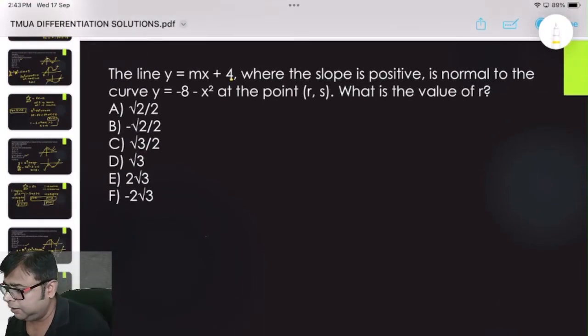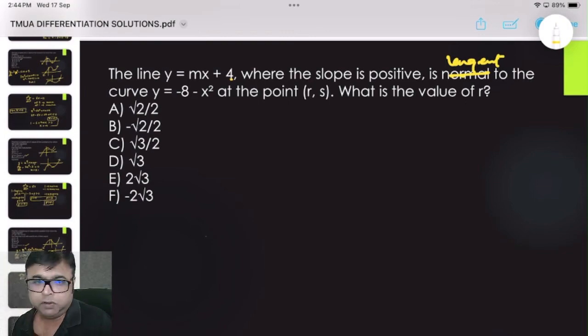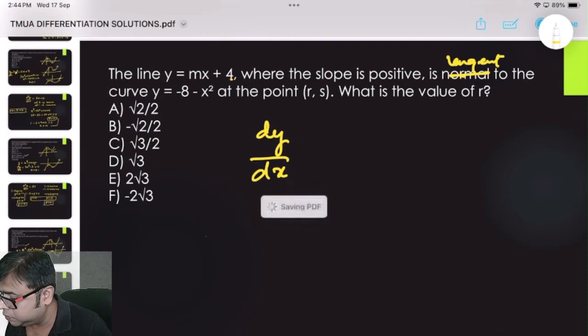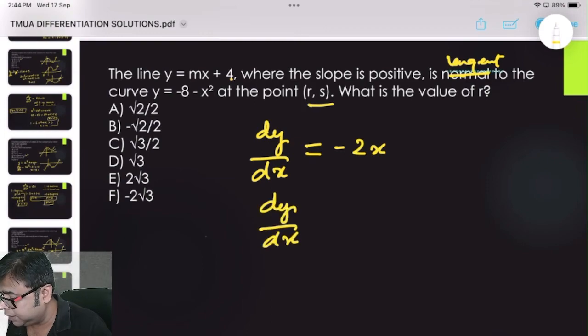Okay, now let's move on to this question. It says that the line y equal to mx plus 4, where the slope is positive, is, let's make a correction, tangent to the curve y is equal to minus 8 minus x square at the point r comma s. What is the value of r? Right. Again, slope of tangent means the derivative only. So first I'll find dy by dx. Dy by dx will give me minus 2x, and it is at r. So the slope of the tangent, dy by dx, is equal to minus 2r. So the value of m is minus 2r.